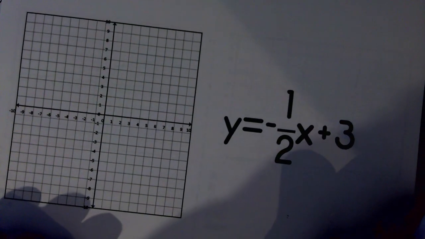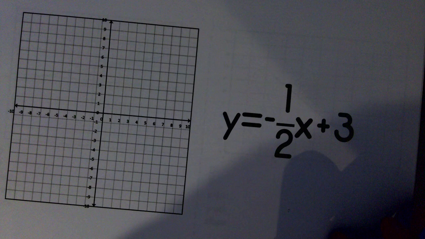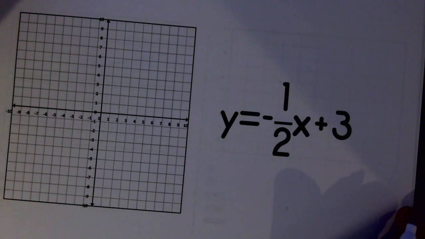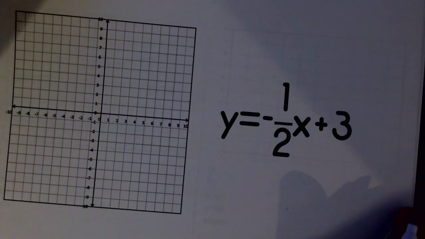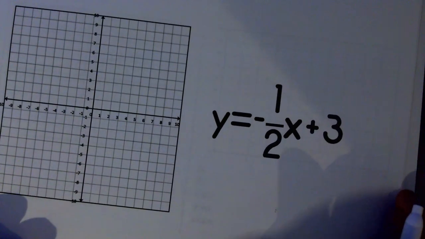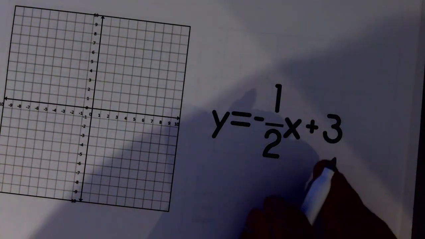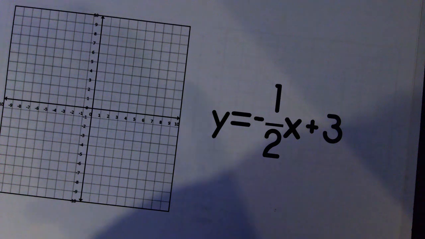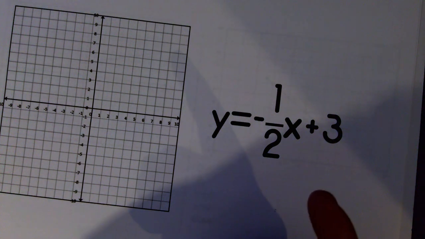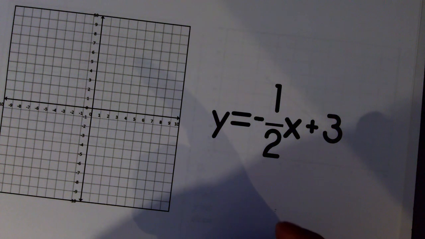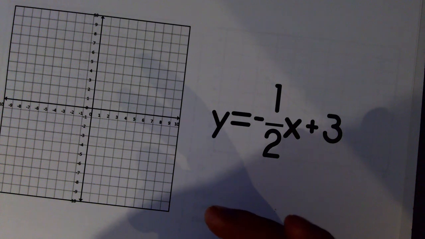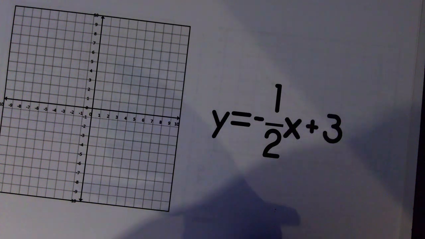All right, so let's talk about some key features of linear functions. So let's say you're given an equation, or you're given some points, or even given a graph. We're going to want to identify 4 main things. One is the domain or range. The second is your x and y intercepts, and then finally your slope.